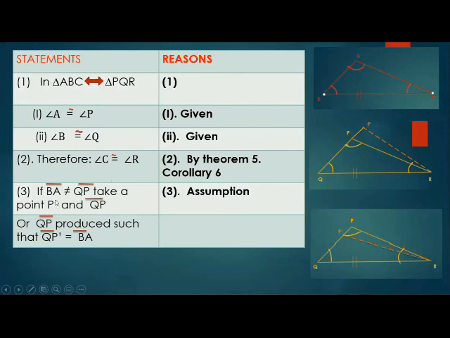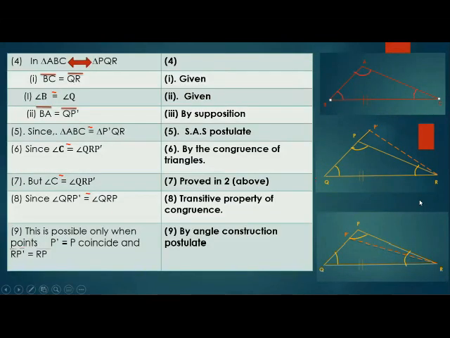Then suppose that BA is not congruent to QP. So we take a point P dash over here, in this triangle. You can say that P complement is over here, or we have extended QP till P complement, so it has become QP complement. So we are assuming, by contradiction, that AB is not congruent to PQ but congruent to QP complement.